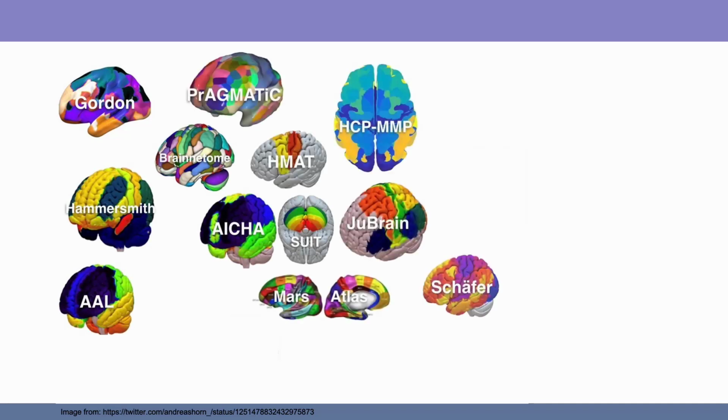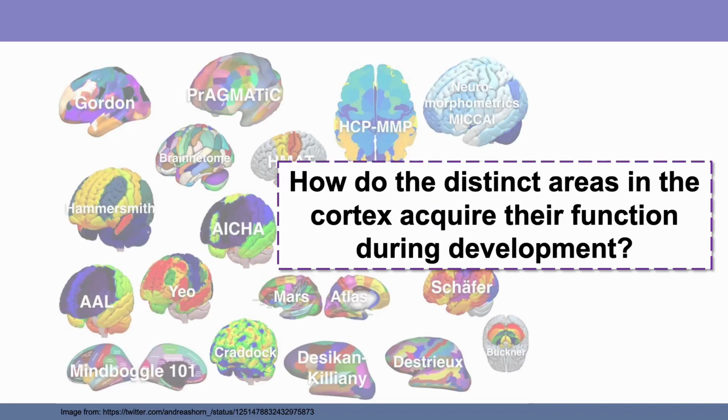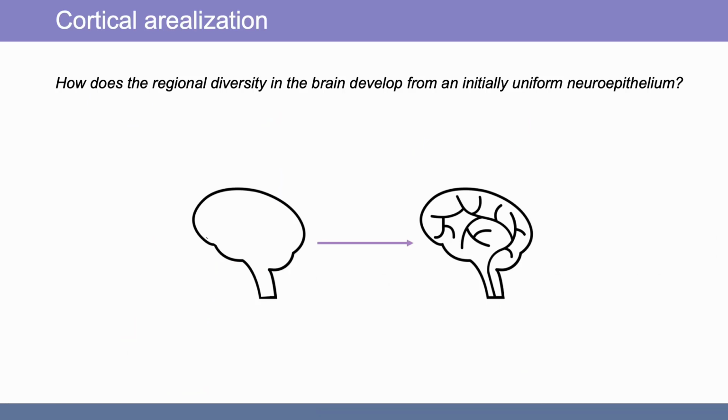Looking at these numerous atlases, have you ever wondered how the distinct areas in the cortex acquire their function during development? This is one of the most fundamental questions in the field of developmental neuroscience. This has also been the subject of decades of seminal research on cortical arealization.